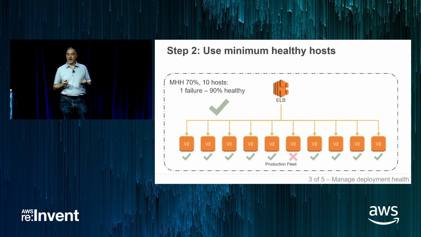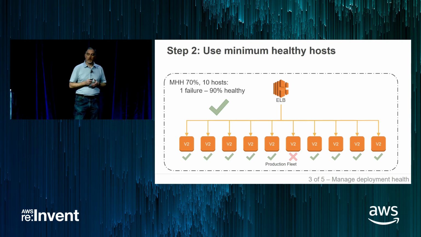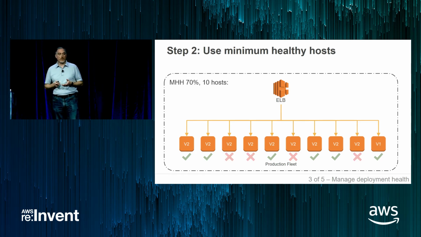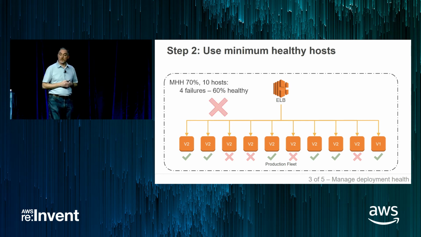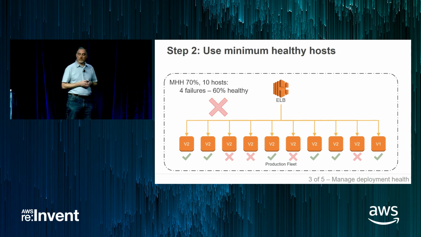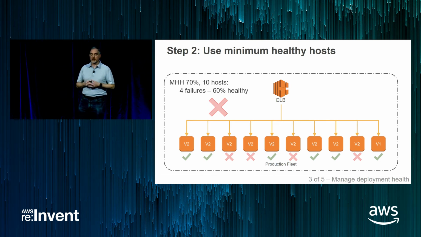In this scenario, 90% of our hosts are healthy. However, if 4 hosts had failed their deployment, then the overall deployment would fail. In this scenario, only 60% of our hosts are healthy. But also notice that we have one host that wasn't deployed to because the deployment failed.